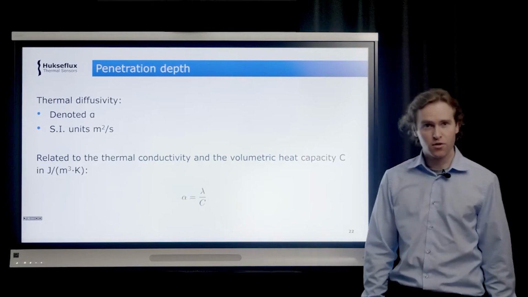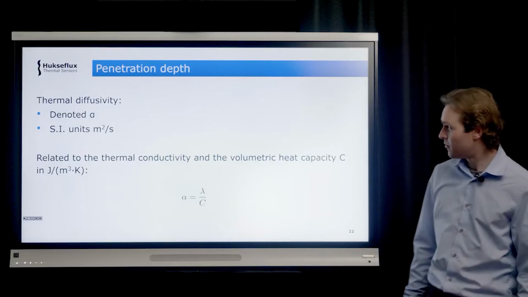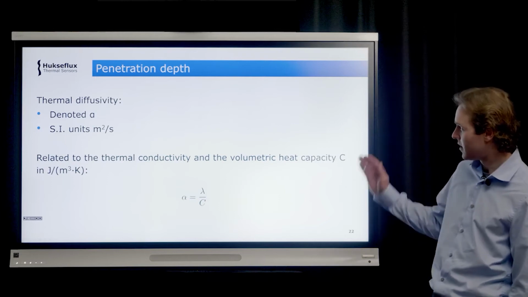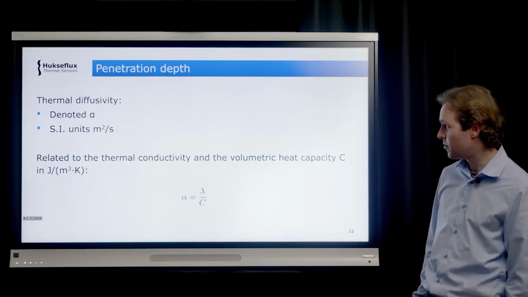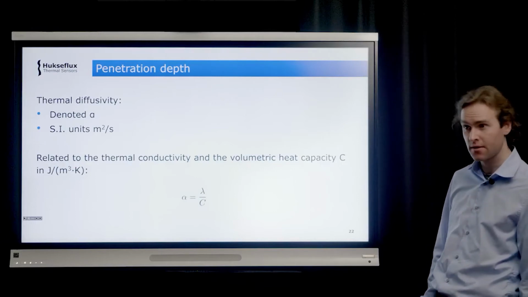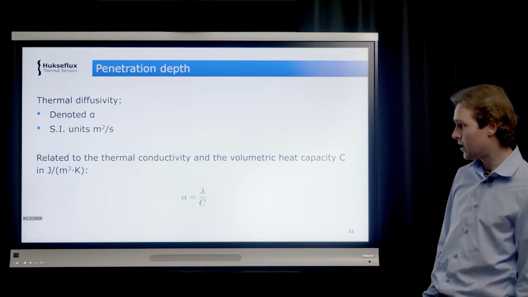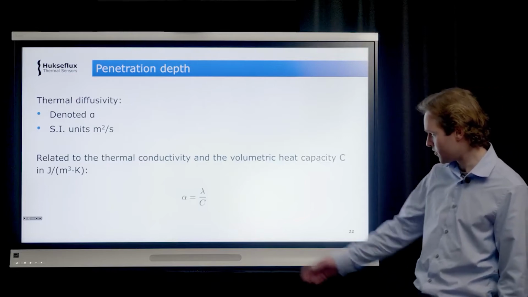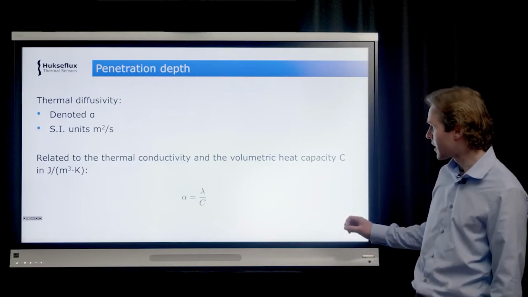Okay, then it's good to think a bit about how deep the heat penetrates into the material. To discuss that, I need to introduce another material constant: the thermal diffusivity. It's denoted alpha and has SI units of meter squared per second. The thermal diffusivity is related to the thermal conductivity and the volumetric heat capacity in joule per cubic meter per Kelvin of the material. Simply, the thermal diffusivity is equal to thermal conductivity divided by heat capacity.